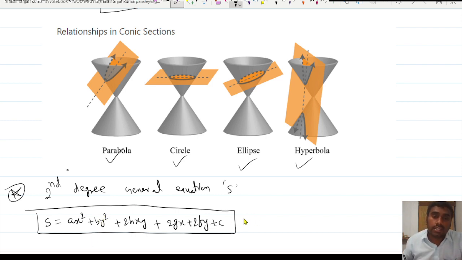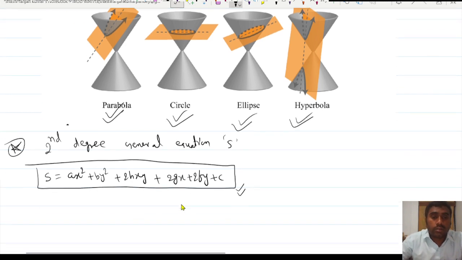The single equation represents your parabola, it will represent your circle also, ellipse also, hyperbola also, in different conditions by changing the values of a, b, h, g, f and c. How is this equation formed? This is the multiplication of two lines. If you multiply two linear equations, you will get this type of equation, right?